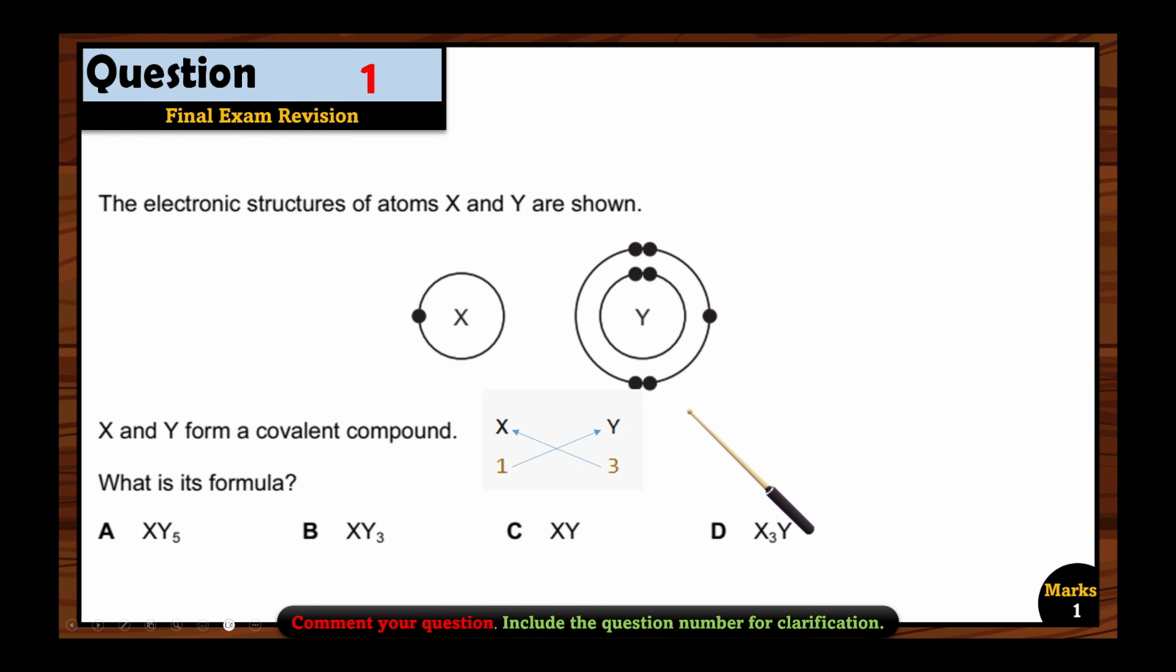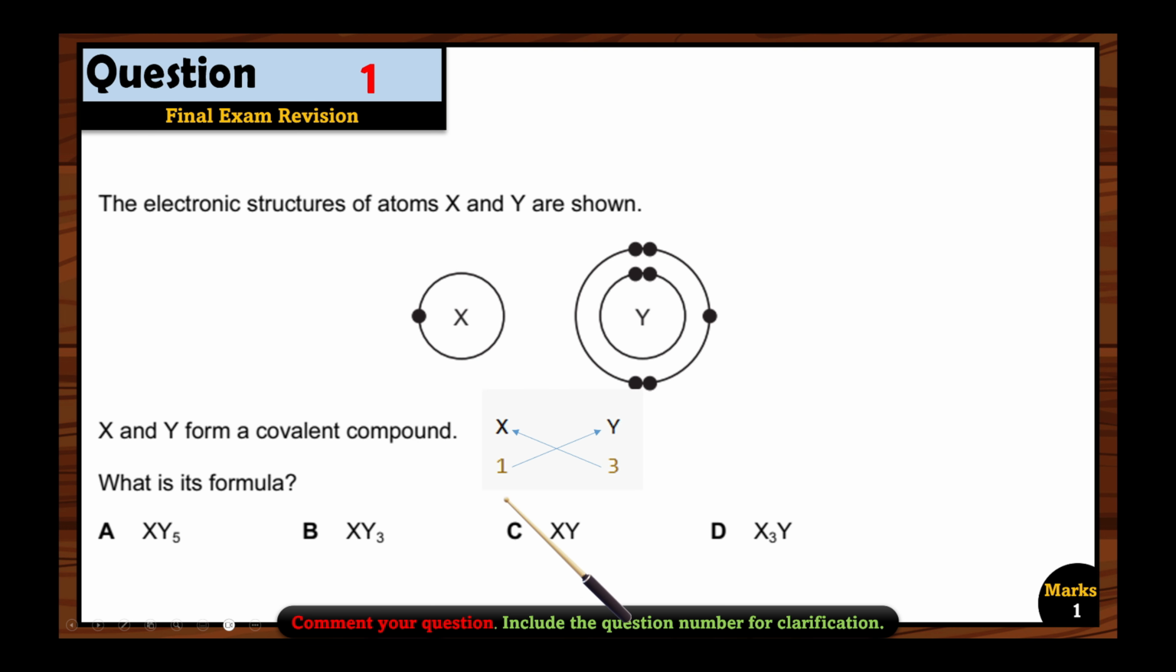Y has how many electrons in its last shell? It has 5 electrons in its last shell if you count it here, right? 1, 2, 3, 4, 5. So all those group numbers that are more than 4, like 5, 6, 7, 8, their oxidation state will be 8 minus their group number. So this is 5, right? So it will be 8 minus 5 is equal to 3. So the oxidation state of Y is actually 3. It needs 3 electrons to complete its outermost shell.